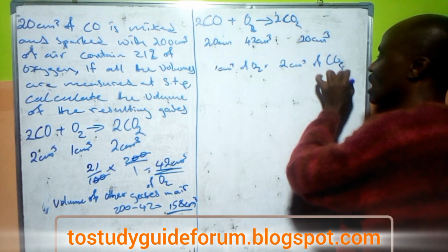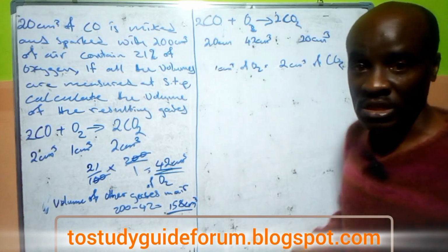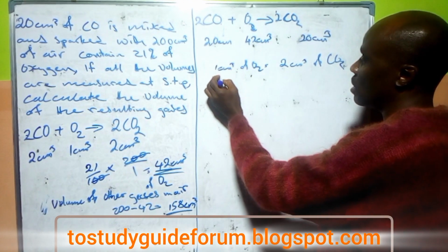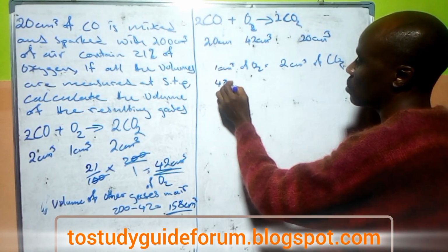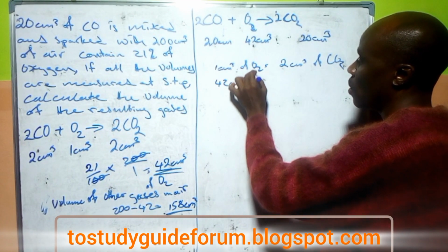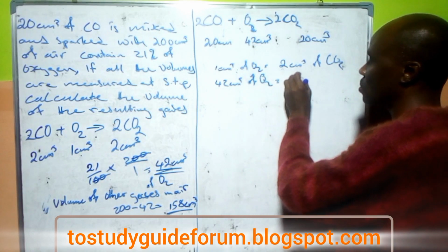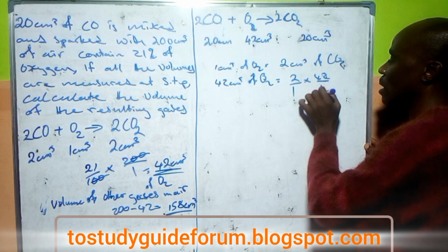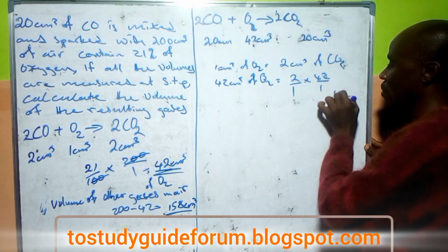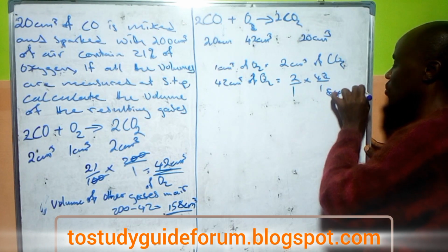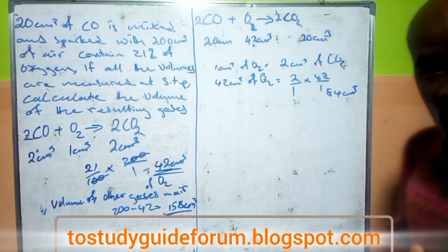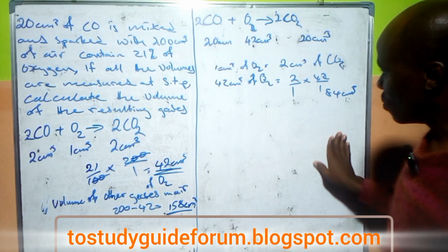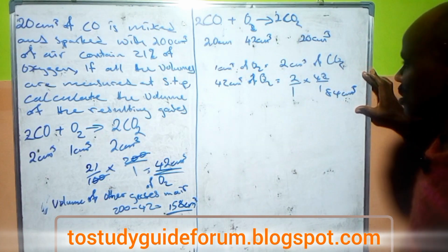Remember, we're looking at the product. That's the product we're using now to compare which one is in excess and which one is limited. So we said 42 cm cube of oxygen will give us 2 over 1 and 42 over 1. That will, 2 multiplied by this, will have 4. This one is 84 cm cube. Now, the one that has the highest volume of products is the one in excess. So it means that oxygen in this case is in excess.